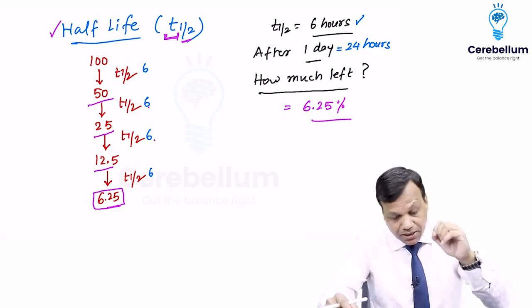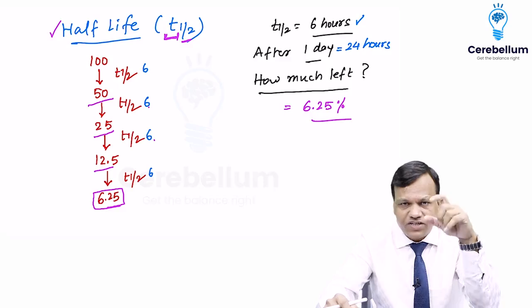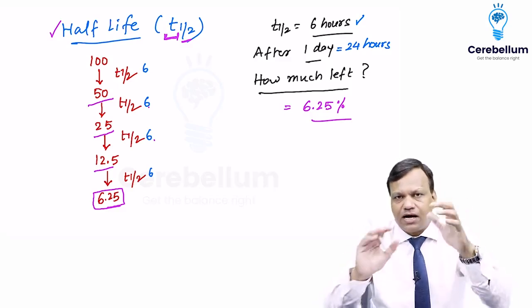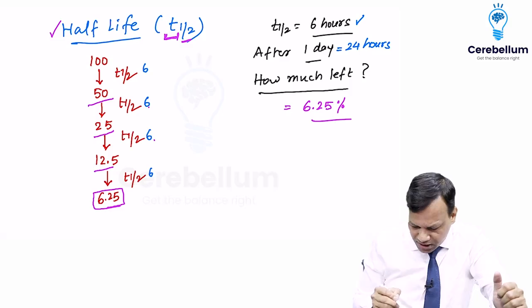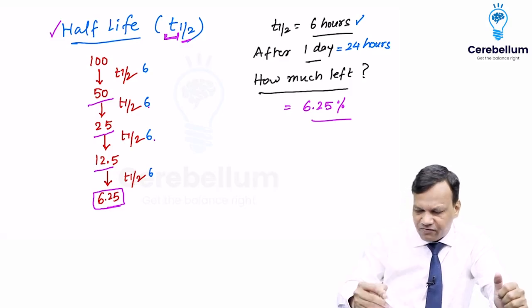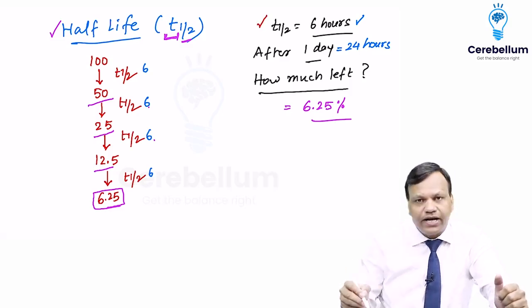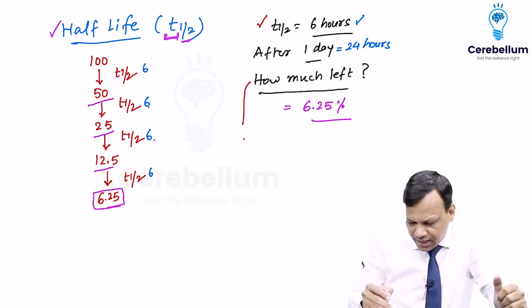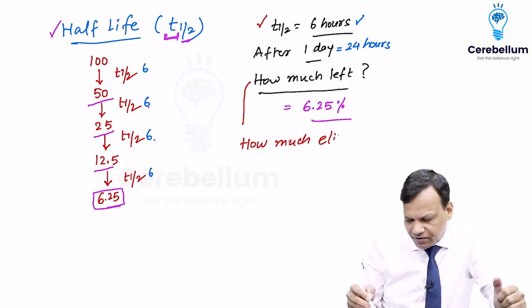Okay, but read the question carefully. If we change the statement slightly, the answer will change. Like another question asked is, a drug has half-life of 6 hours. After 1 day, how much drug is eliminated? So the second question is, how much drug is eliminated from the body?